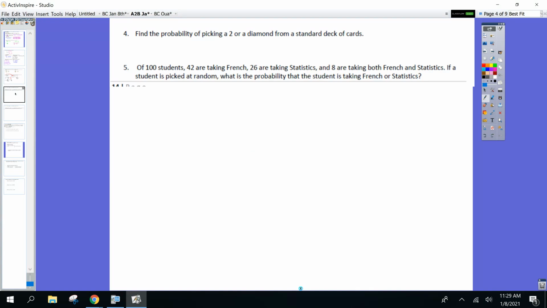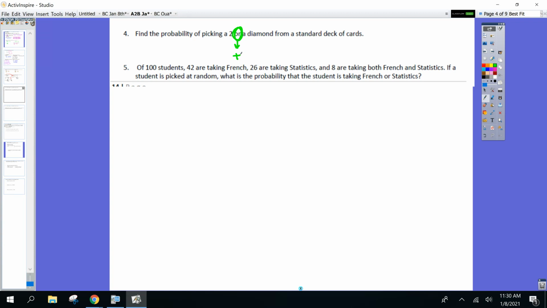Last 2 here. Find the probability of picking a 2, or there's that key word, circle it, because that's what I want you to do Monday on your assignment. You see the word or, a diamond from a deck of cards now. 2 or a diamond from the deck. All right, well, the or tells me you guys better be adding up here. Adding up both probabilities and then thinking at the end, but we'll get to it.